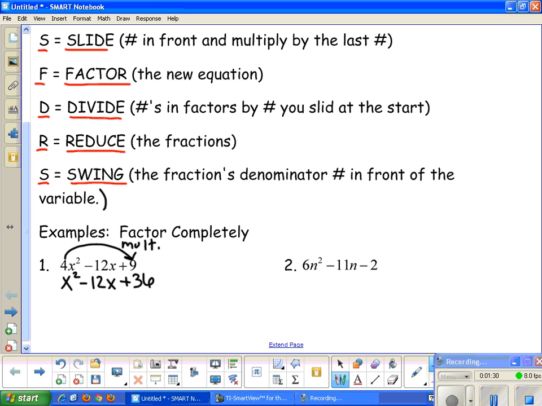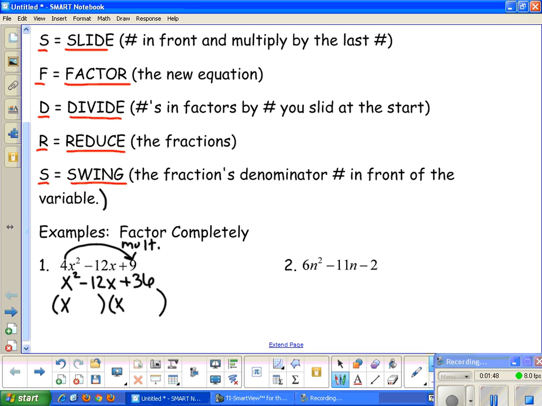Now the next thing that I need to do is set up my two sets of binomials when I'm factoring a trinomial. So I have my two sets of parentheses. Now because my first term is an x squared, I know to get that it's x times x, so my first term in each of my binomials is going to be x.